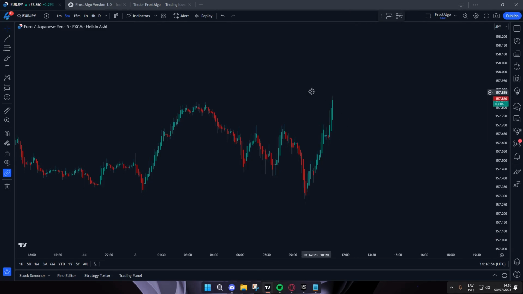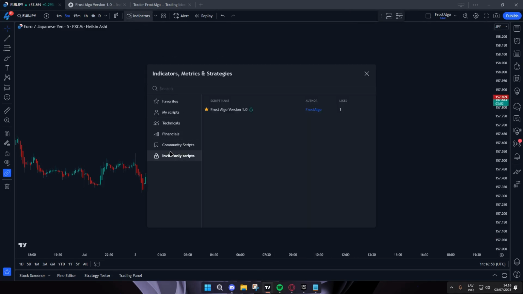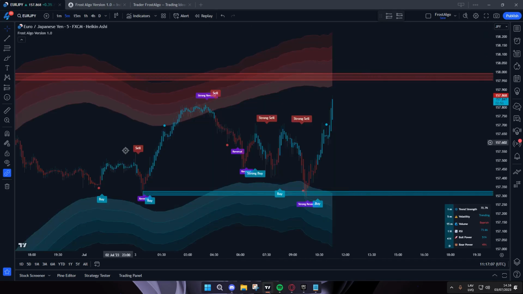Once you've accessed our indicator, go to TradingView, click on Indicators, go to Invite Only Scripts, and click on Frost Algo version 1.0 or any other version. Click on this. Your chart should look something like this.